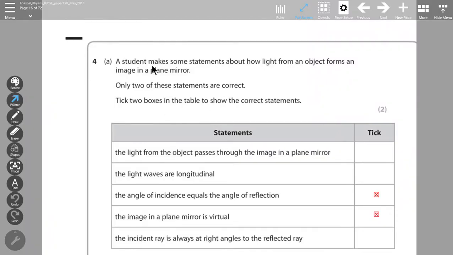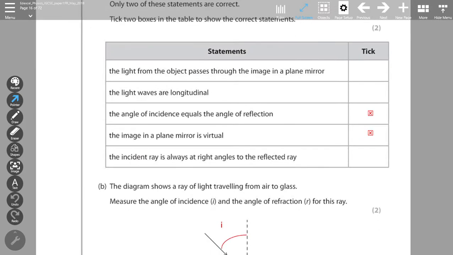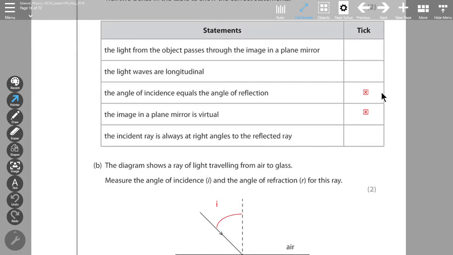Question 4. A student makes some statements about how light from an object forms an image in a plane mirror. Only 2 of these statements are correct. Tick the 2 boxes in the table to show the correct statements. So first, I ticked already. Let's see. Angle of incidence equals angle of reflection. The image in a plane mirror is virtual. Just remember.